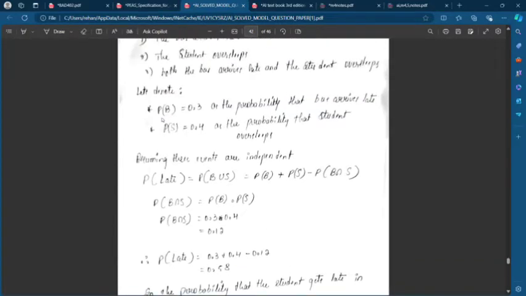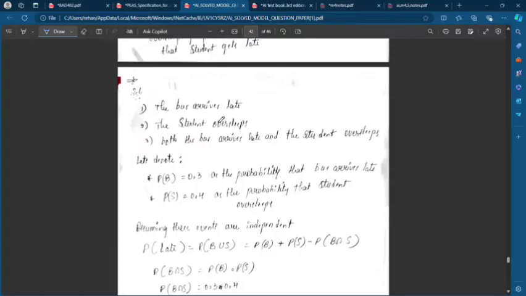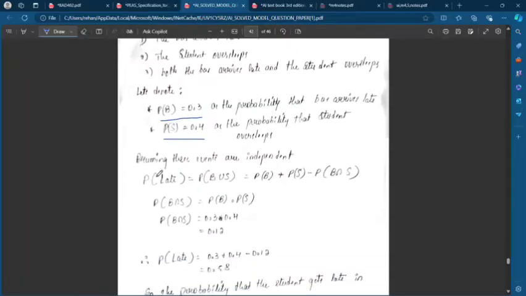Yeah, see now. I have to select this drawing thing. The bus arrives late. The student oversleeps. Both the bus arrives late and the student oversleeps. Let us note: P of bus arrives late is 0.3, P of student oversleeps is 0.4. Assuming these events are independent, so if these events are independent, P of late is equal to P of bus.